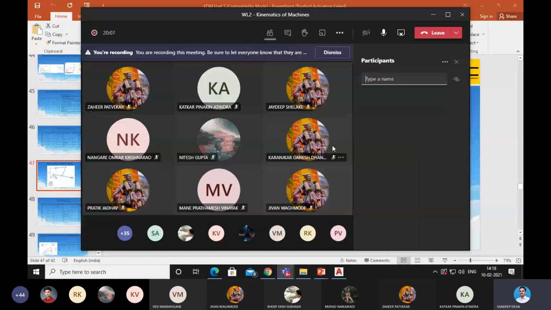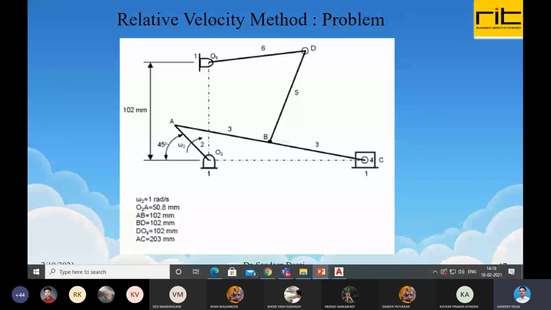Now this is the mechanism. Please click a photograph of this mechanism so that when I'll be drawing this mechanism configuration diagram, it will be there in front of you. Please click a photograph of this mechanism.